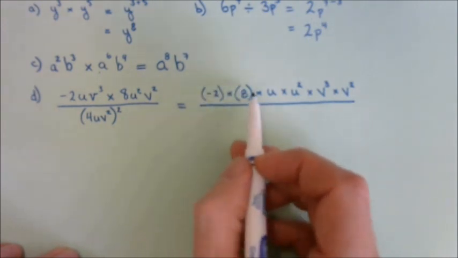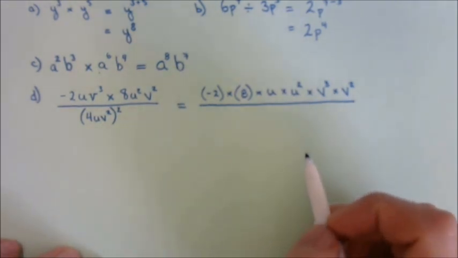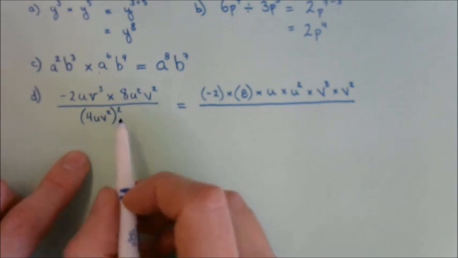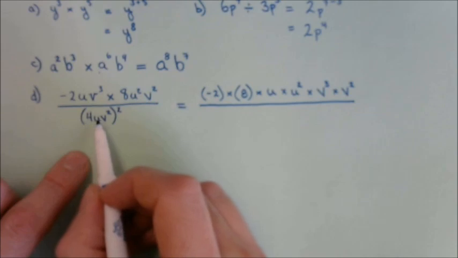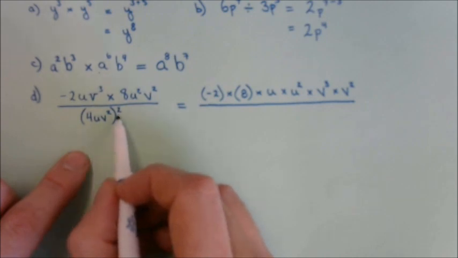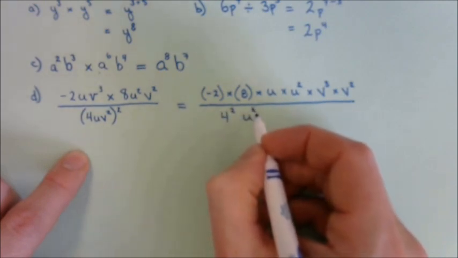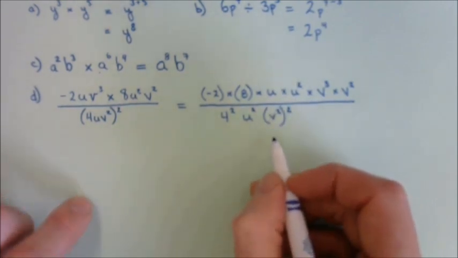We've grouped our numeric terms, we've grouped our u variable, and we've grouped our v variable. We'll leave it like that for now and move down to the denominator. What's important to note in the denominator is that this exponent of 2 outside the bracket applies to every piece inside the bracket. So every factor in the bracket is going to be squared. Let's see what that would look like. 4 gets squared, the u gets squared, and the v squared gets squared.